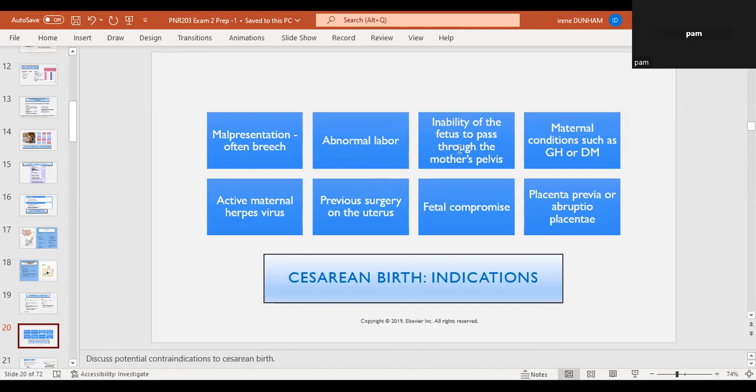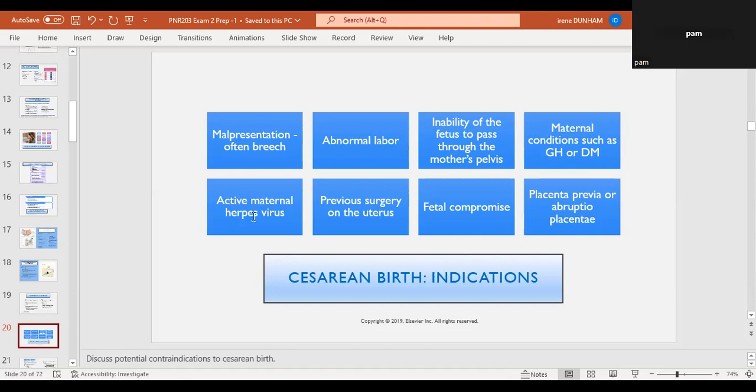Here's the next one. The baby's not coming down: inability of the fetus to pass through the mom's pelvis. Maybe his head is too big. Maybe she's got an android pelvis, which is more like a male pelvis, or a platypelloid, and she doesn't have that beautiful gynecoid pelvis. Or maybe it's a macrosomic baby that just can't get through. That's another indication for a C-section. Then you have maternal conditions such as gestational hypertension or diabetes. All right, so these are all indications for a C-section if you need to.